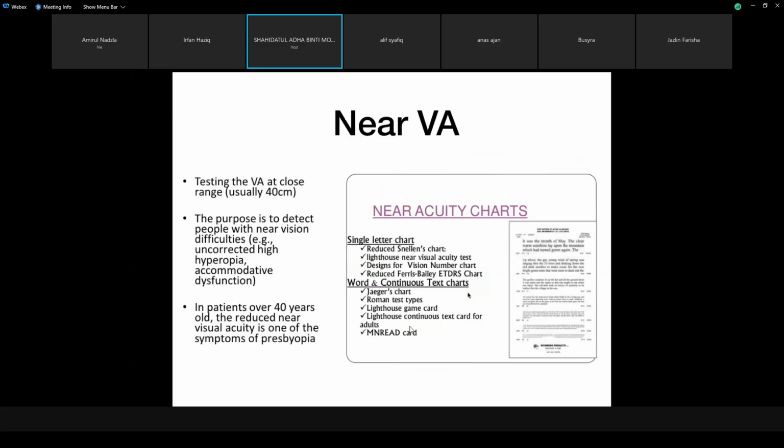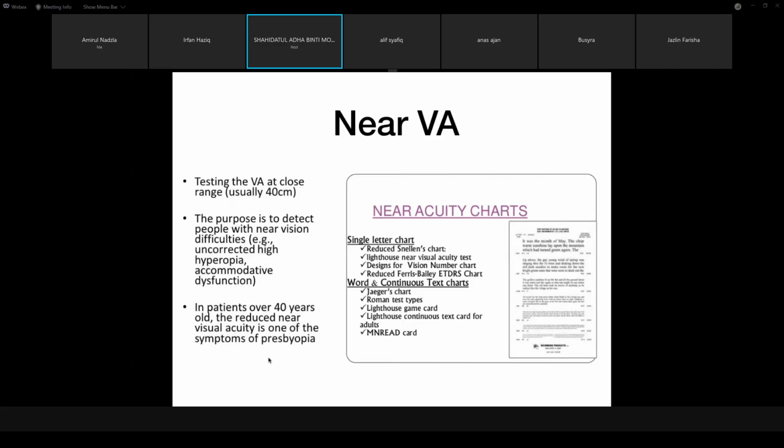Okay, this is the near visual acuity. So like I said earlier, usually done at 40 centimeter, but it can be varied from 25, 30, 35, depending on the nature of the near task of the subjects. Okay, so in patients over 40 years old, the reduced near visual acuity is one of the symptoms of presbyopia.